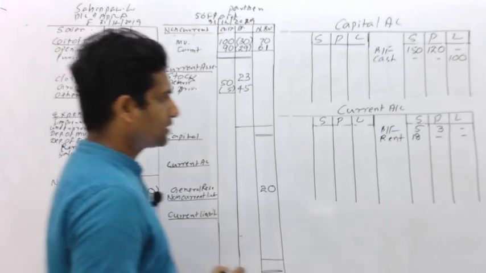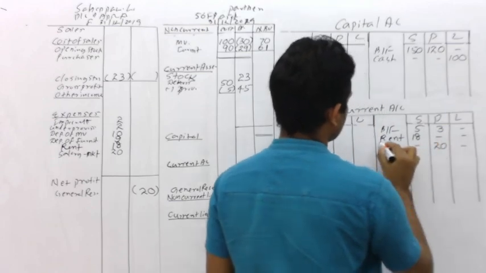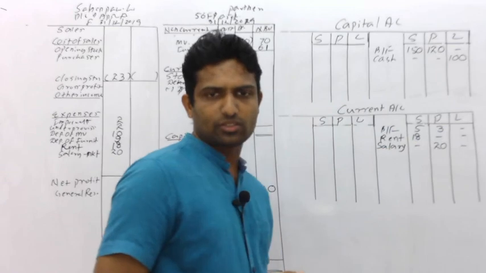That 20 you have to credit to Pawan's current account. Salary. Next one.